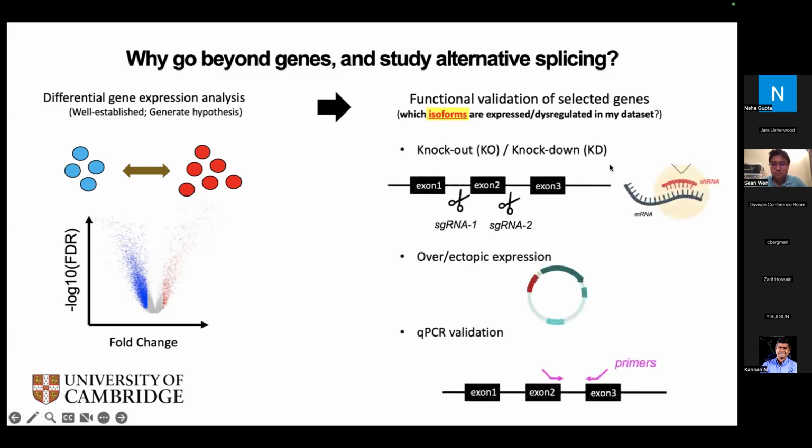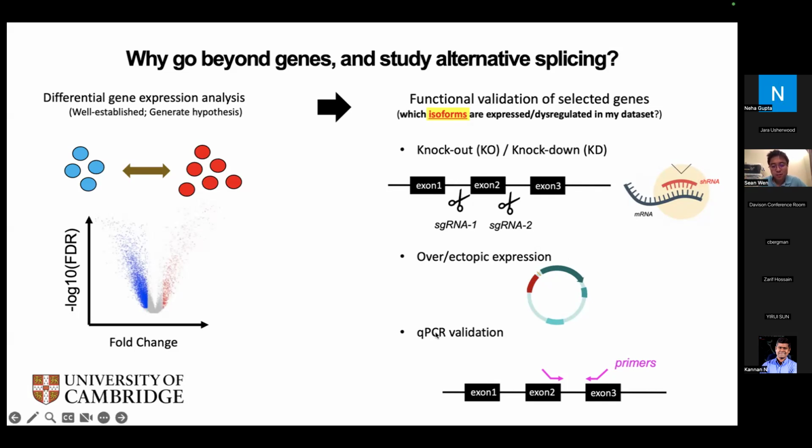For example, when you perform a knockout or knockdown assay, such as using single guide RNA to splice out an exon, you have to understand what specific isoform you're dealing with, or even in overexpression as well. For example, using plasmids, when you want to build your gene construct, what you're ultimately building is not so much the gene, but the isoform sequence that we are building the construct for.